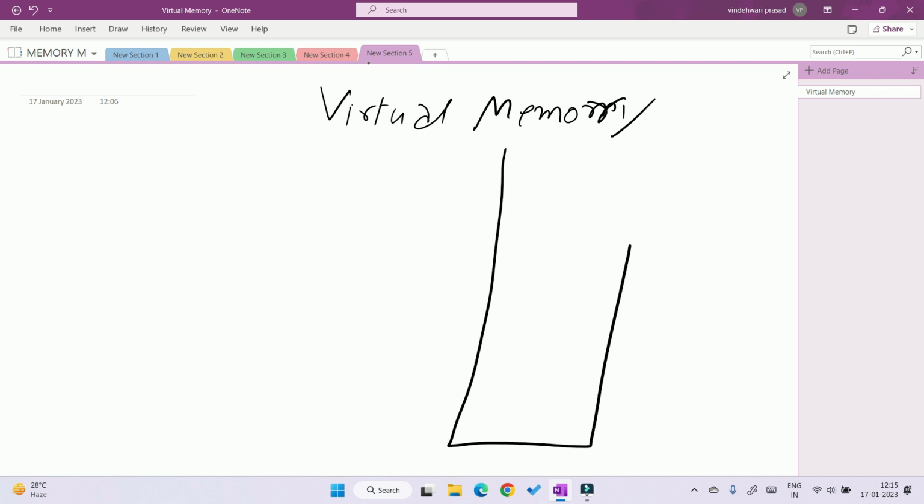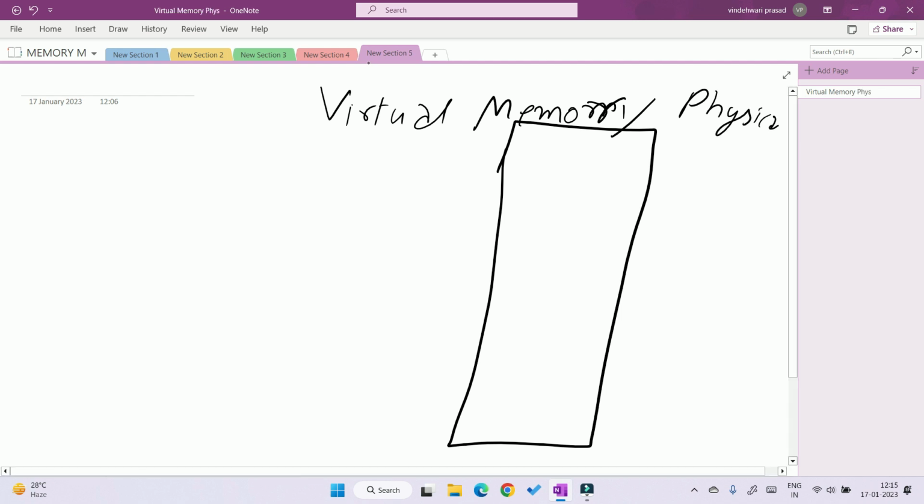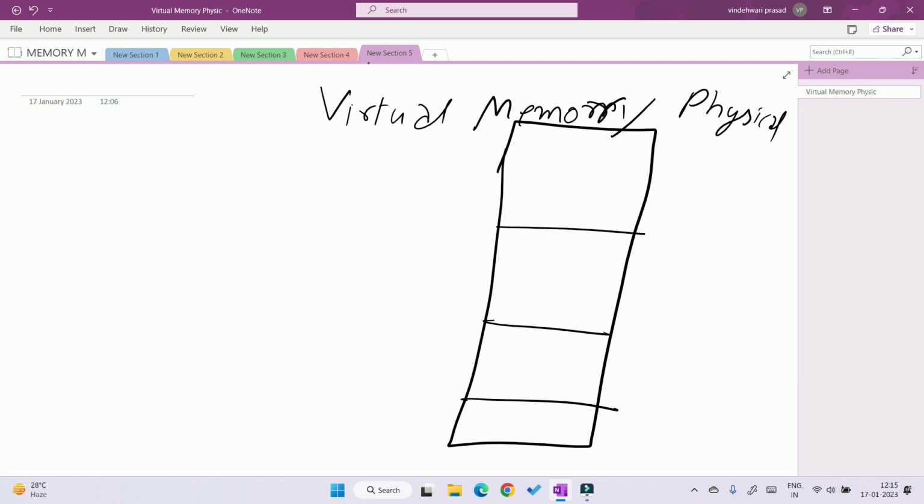This is the physical memory of our system. We divide this physical memory into different parts. Suppose 0 to 8 is given to the OS, 8 to 24, and here 30 to 96. This is in KB. We divide this physical memory into different KBs. Now we need to run two processes. So what will we do?